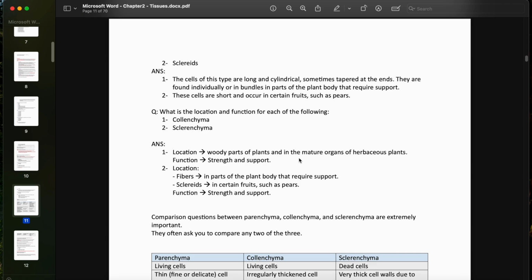And for the sclerenchyma, the location is going to depend on the cell type, whether it is fiber or sclereids. In the fiber, we're going to have it in parts of the plant that require support, and sclereids are going to be in certain fruits such as pears. And the function of the sclerenchyma in general is strength and support.